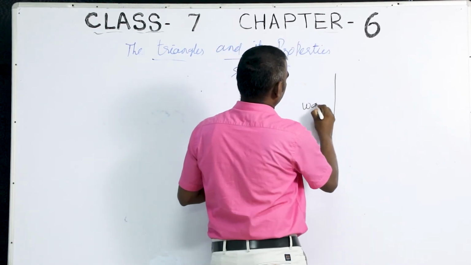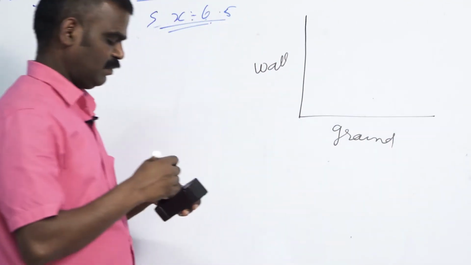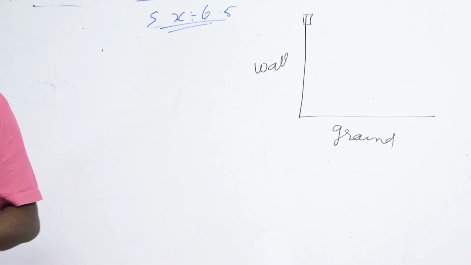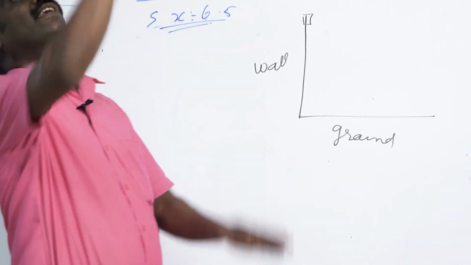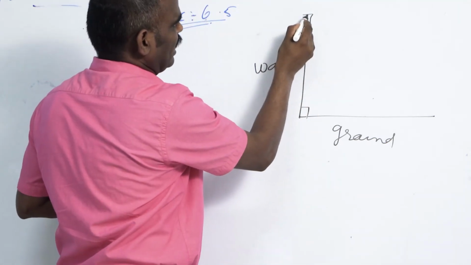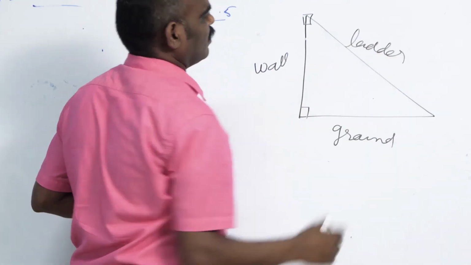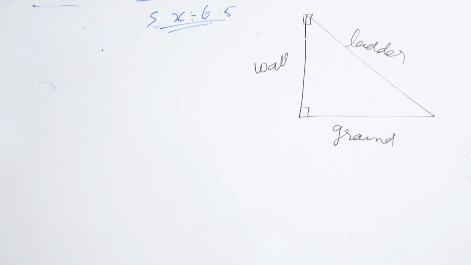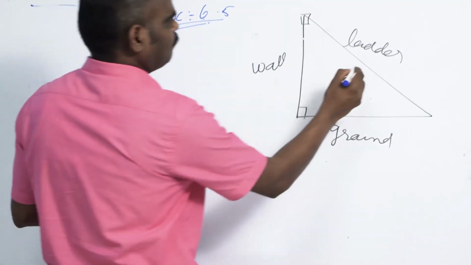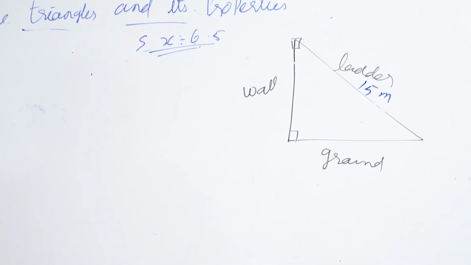This is a wall. This is the ground. Okay. So there is a window here. So you are keeping the ladder. You cannot keep the ladder at 90 degrees up against the wall, isn't it? So the ladder slides like this. This is the ladder. The length of the ladder is given as 15 meters. Kept against the wall. The wall height up to the window is given as how much? 12 meters.